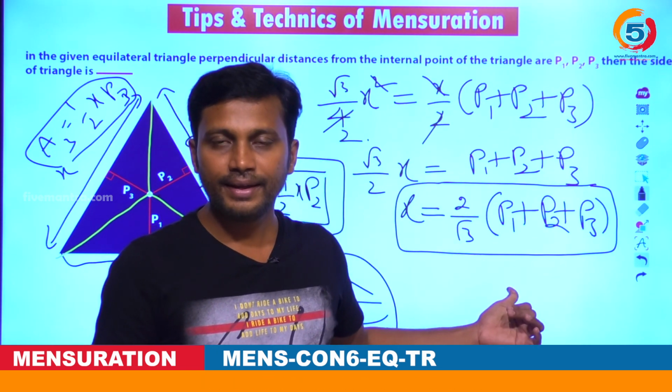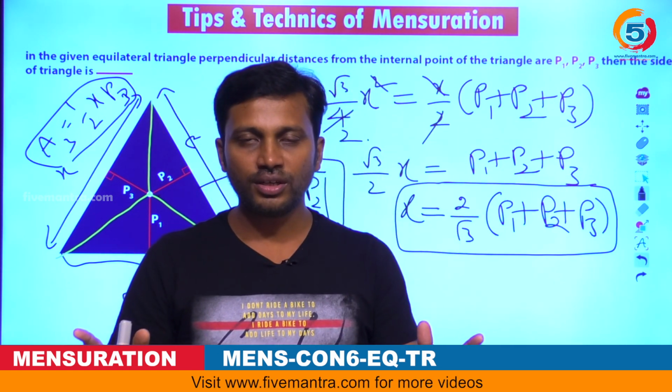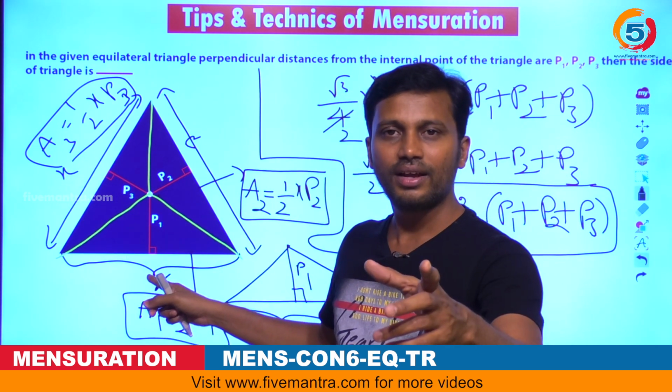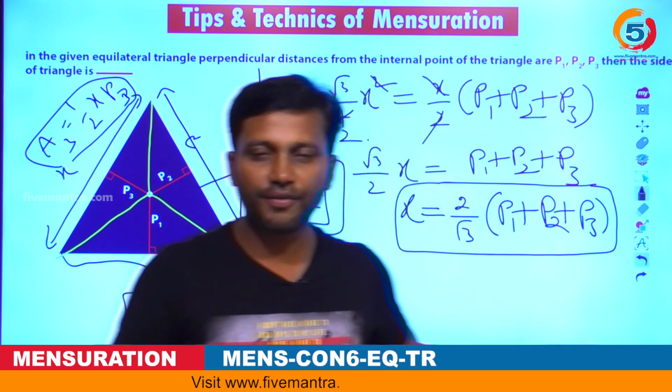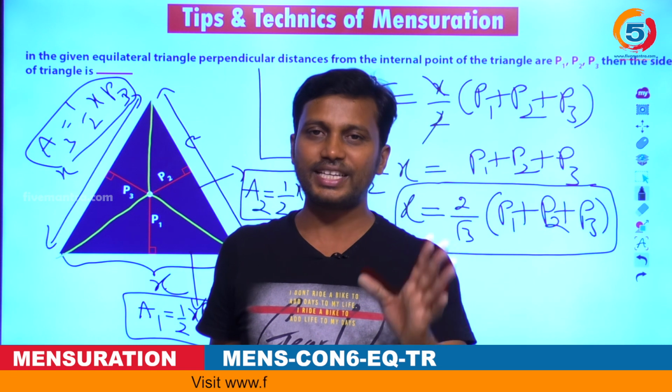What are we asked to find? We need to find out the side of the triangle or not. That's it. x is the side we took. Okay, we considered x as a side. Now we got the value of x or not. What is that? 2 by root 3 times of P1 plus P2 plus P3.